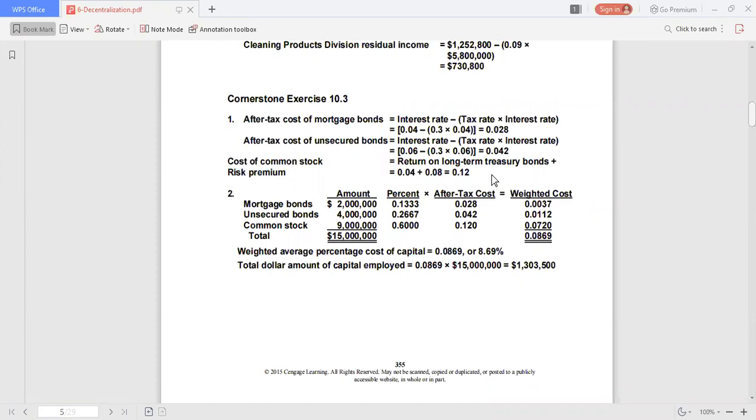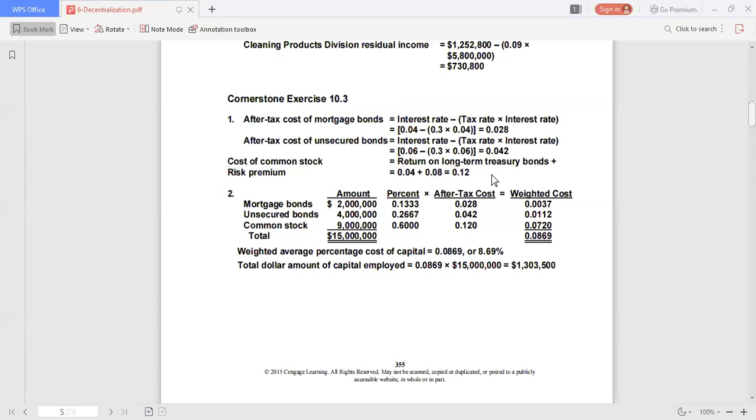So the total capitalization is 15 million. Then we get the proportion dividing 2 by 15. It's 13.33%. 4 divided by 15 and 9 divided by 15. So we are now dealing with the percentages. If you add the 3, now that will give you 100%.